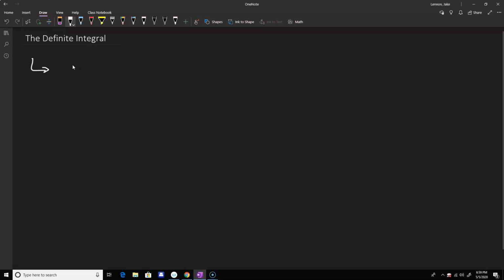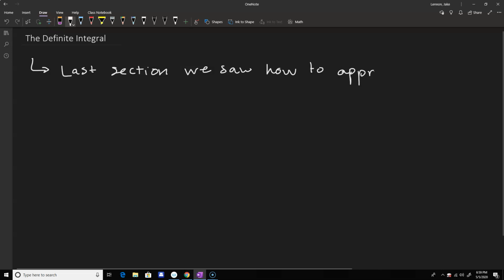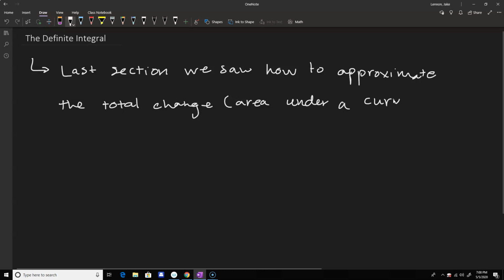So last section, we saw how to approximate the total change, or basically area under a curve, using rectangles to approximate.